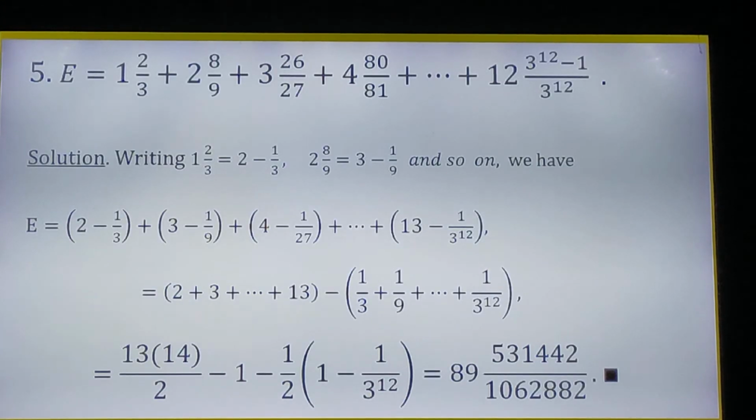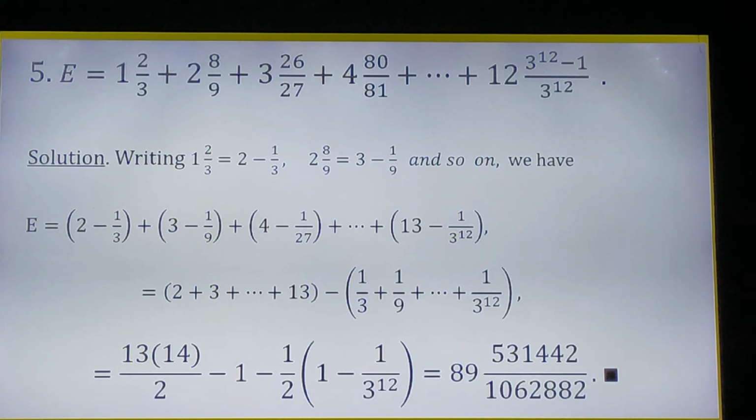And then letter E, or number 5, E is equal to 1 and 2/3 plus 2 and 8/9 plus 3 and 26 over 27 plus 4 and 80 over 81 plus and so on plus 12, 3 to the 12 minus 1 over 3 to the 12. So notice that the numerator is 1 less than the denominator in the fractional part.